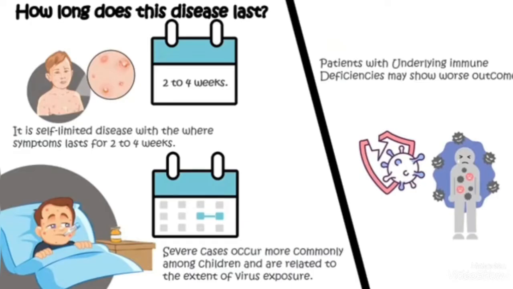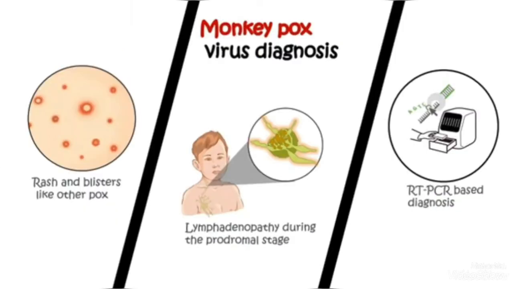But if you're not careful in this period, yes, you may infect other people. And the second important thing is that 3 to 6% of such people may develop severe complications such as encephalitis, bronchopneumonia, and even death if not treated. Let us talk about its diagnosis now.